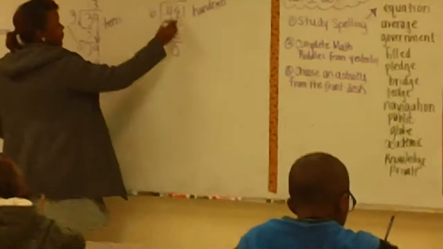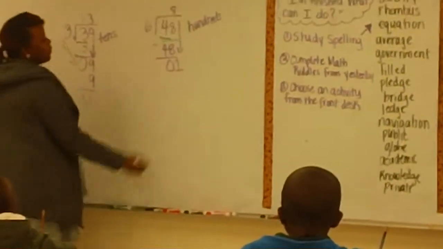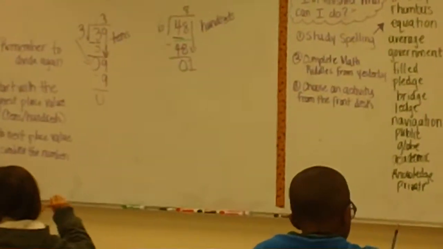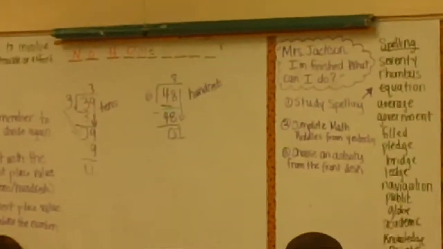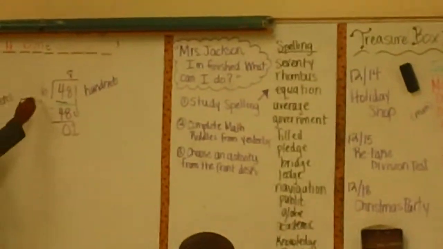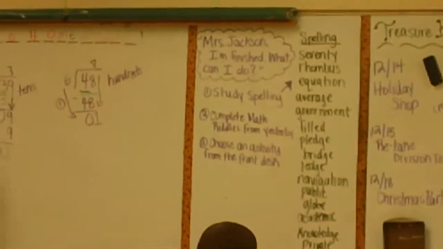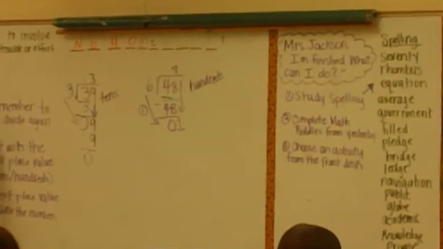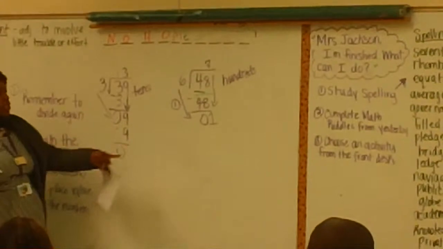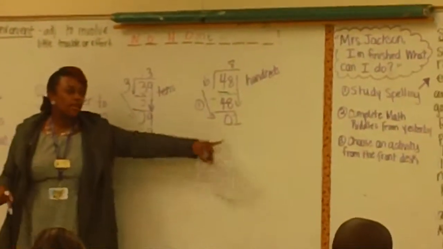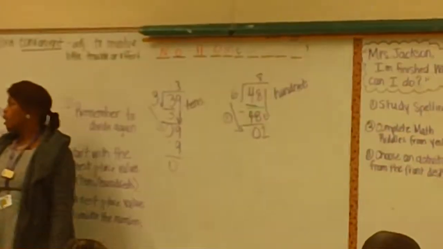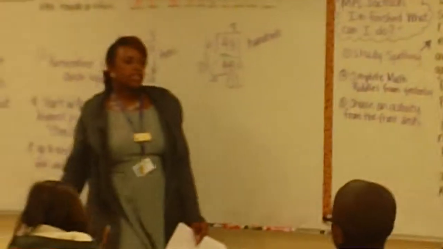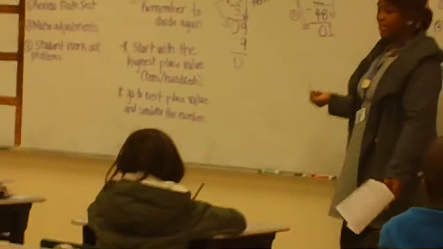Okay, bring down my 1. And then what do we do, Savannah? What's my rule? What do I need to do? Remember to divide again. So I'm going to put 1 right there because that's our 1 over here. So we are remembering to divide again. So can 6 go into 1? No. 6 can't go into 1. So what do I need to put right here? A 0. Because 6 cannot go into 1.